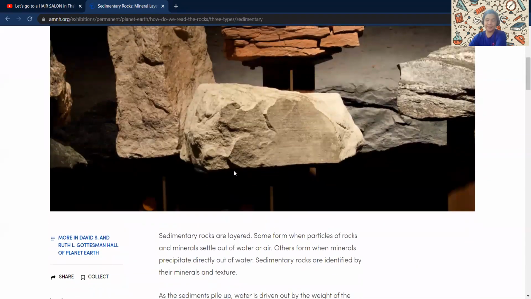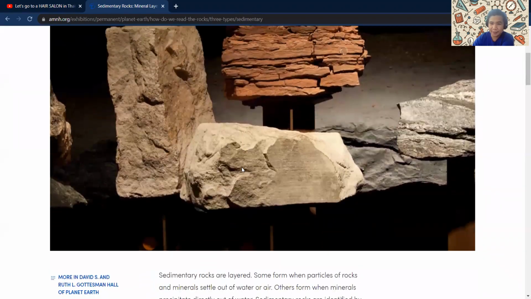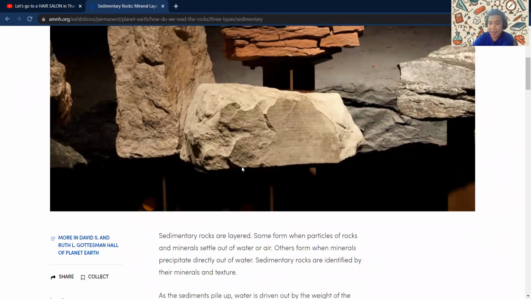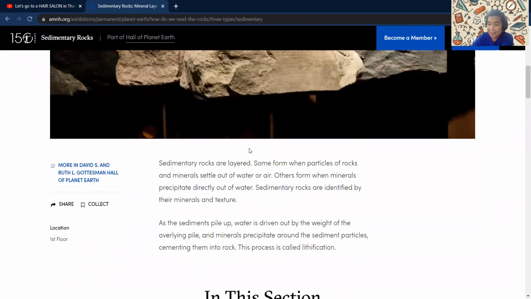Sedimentary rocks are layered. Some form when particles of rocks and minerals settle out of water or air. Others form when minerals precipitate directly out of water. Sedimentary rocks are identified by their minerals and their texture. As the sediments pile up, water is driven out by the weight of the overlying pile, and the minerals precipitate around the sediment particles, cementing them into rock. This process is called lithification.